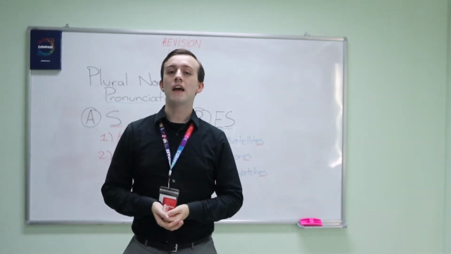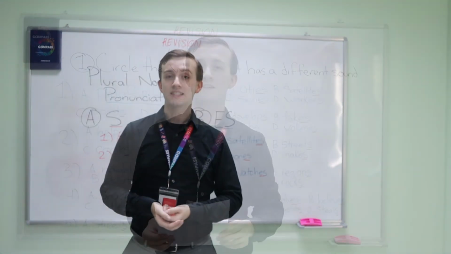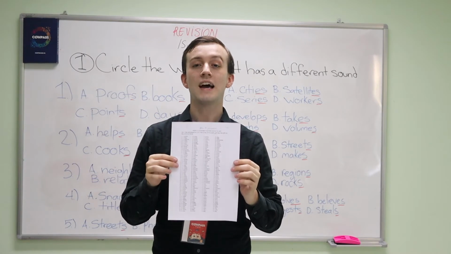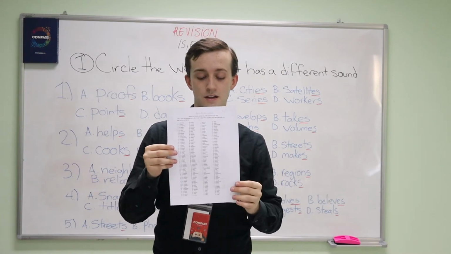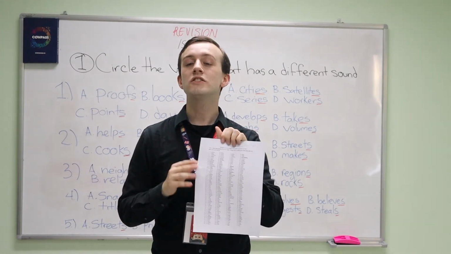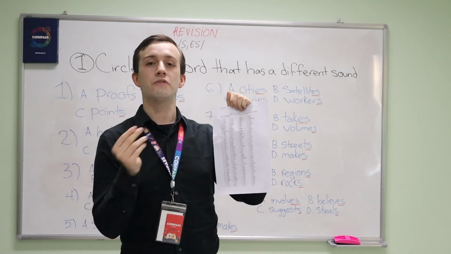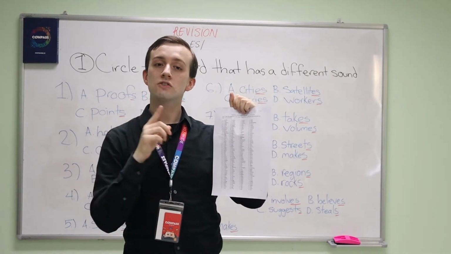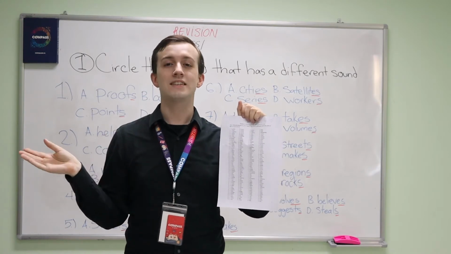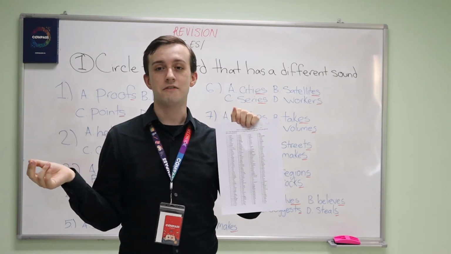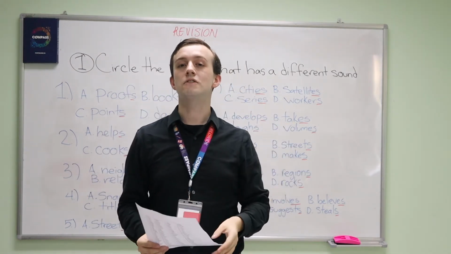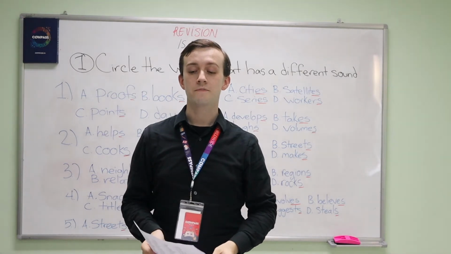Now, let's do a pronunciation test. Okay, everyone, now we're going to do the test about pronunciation. There are 100 questions on the test. Now, I want you to look at the words and circle the word where S and ES makes a different sound. Okay? After you finished, I'm going to tell you the answers on the board.